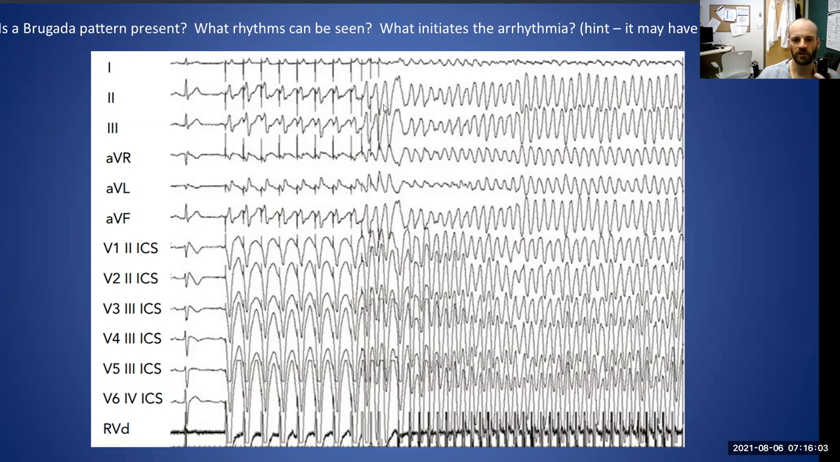Ventricular fibrillation tends to be completely chaotic. So you could argue that this looks a bit like VF, or you could argue that it looks more like polymorphic VT. It can be a slightly arbitrary distinction. But this section here, it looks pretty organized and regular, doesn't it?